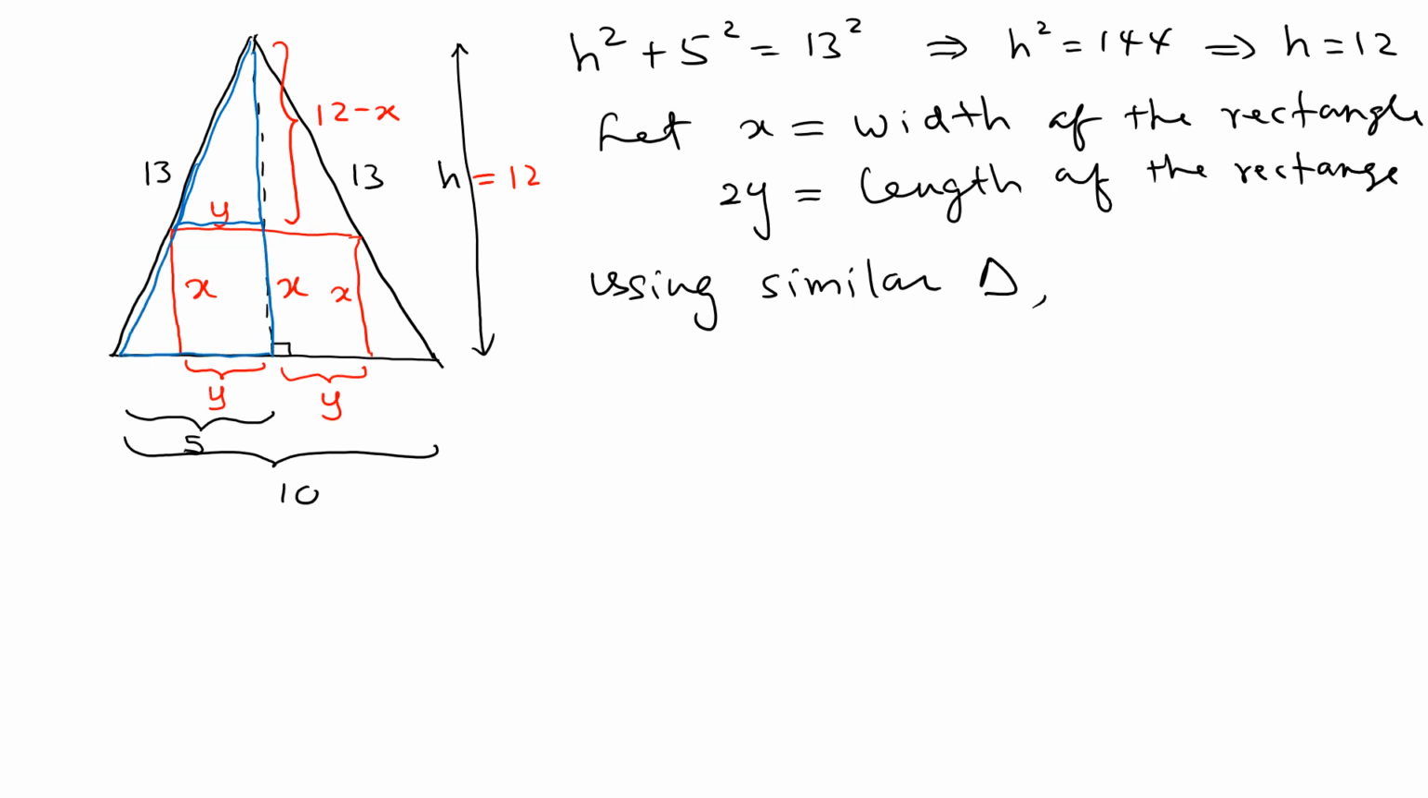So we can take those two triangles. If you do those two, you can see y divided by the bottom one, 5, and similarly you can divide 12 minus x by 12. Those are the corresponding sides. y over 5 equals 12 minus x over 12.